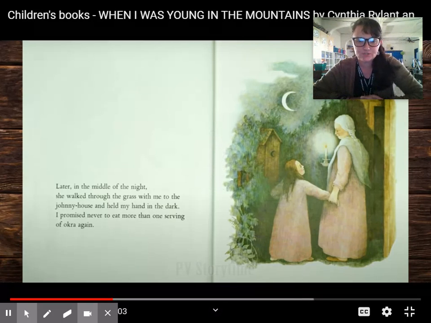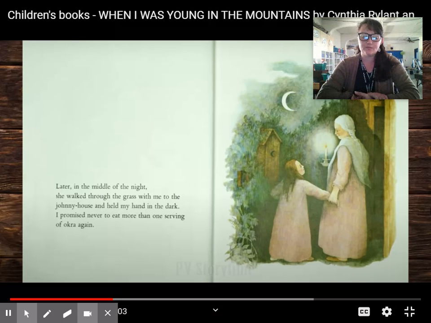Okay, so just as a review, a Johnny house is like an outhouse. It was basically like their bathroom back then. So as you probably learned yesterday, about the setting and about when it took place, there were three components to the setting: the place, the time, and the environment. So it looks like this time period is maybe the early 1900s, late 1800s. So they didn't have a lot of things that we do now.